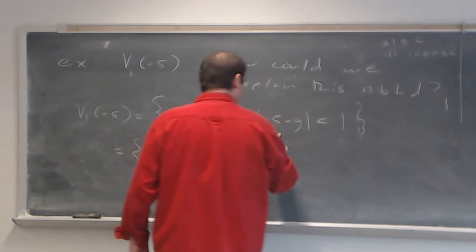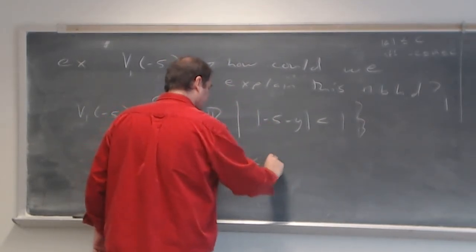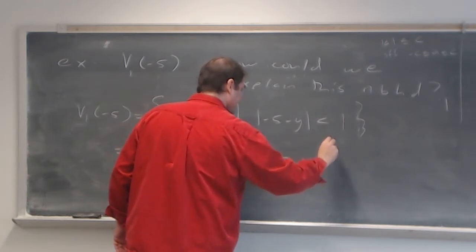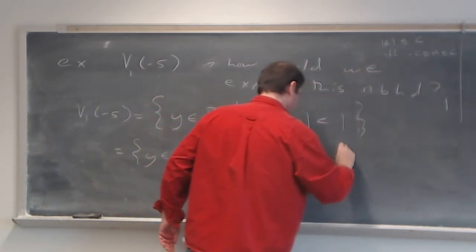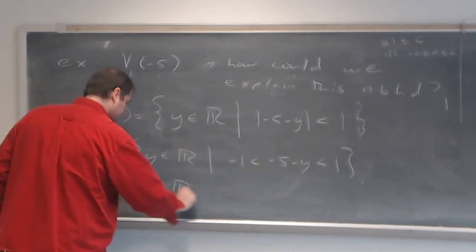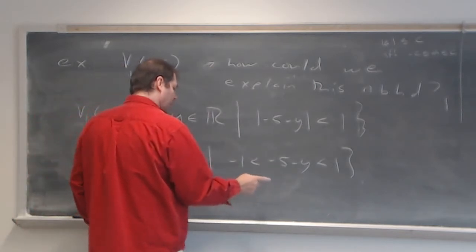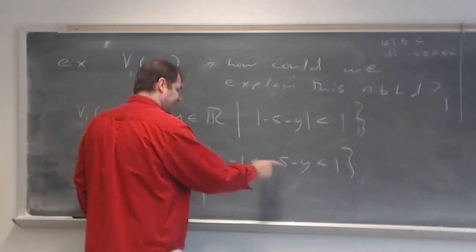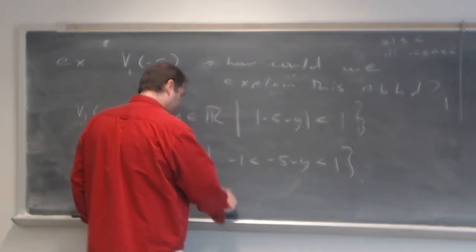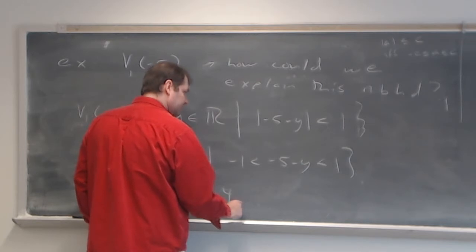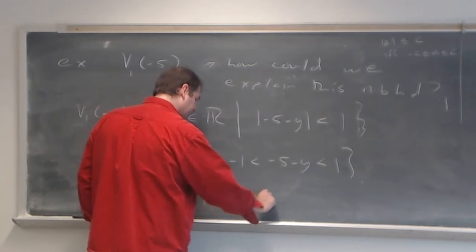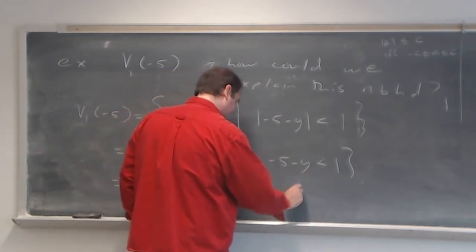So here, I can rewrite this as minus 1 is less than minus 5 minus Y, which is less than 1. That's what we're writing it in this form here. And then if you solve for Y, let's see, I'll work on that. So I'm going to add 5 to both sides to get minus Y by itself. So if I add 5 to both sides, I get 4. Isn't that right? Okay, so 4 is less than minus Y is less than, remember I'm adding 5 to both sides, 6.